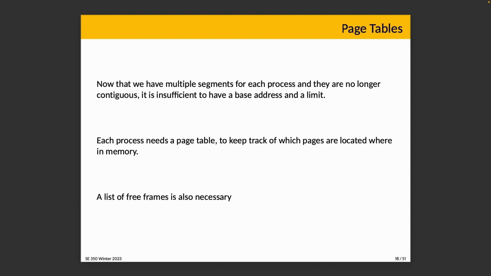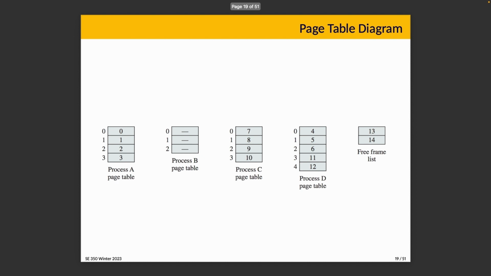Thing is that when we have multiple segments for each process and they're no longer contiguous, a base and a limit address approach is not enough because there are many different pages and we don't know what goes where because it's no longer contiguous. So each process needs a page table to keep track of which pages are located where in memory, and we're also going to need a list of free frames.